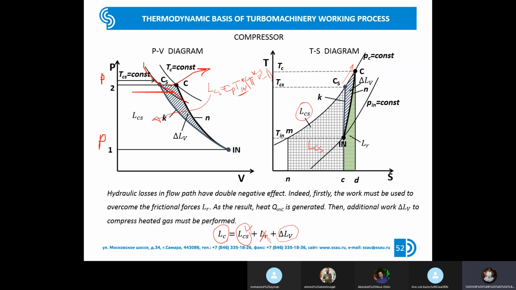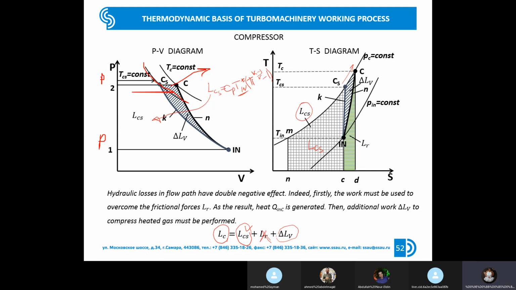And by the way, we will discuss it in future slides, but we can imagine how to calculate efficiency. We know the useful work LCS, and we divide it by the whole area of this figure. And I think you clearly see that ideal work is less than real work. It's normal and it can be explained. So perfect. It's all about the compressor.